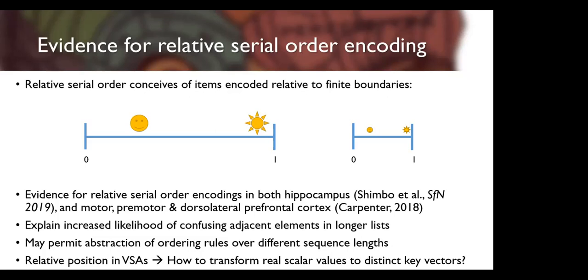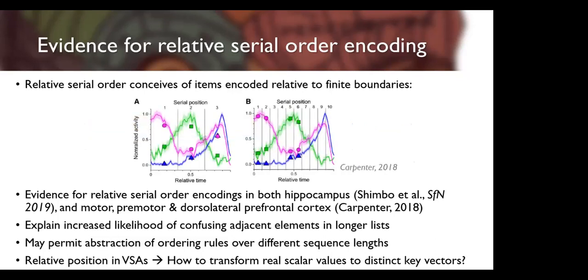So there's considerable evidence for the existence of relative position encoding in the human brain, including within the hippocampus and in motor, premotor, and dorsolateral prefrontal cortices. So in that regard, shown here are the activation profiles for 3 motor cortex neurons reported by Adam Carpenter and others in their 2018 paper on the encoding of serial order in rhesus macaques during a memory scanning task.